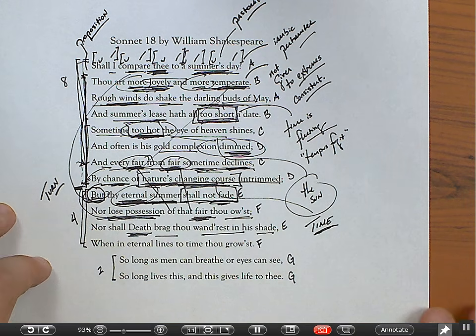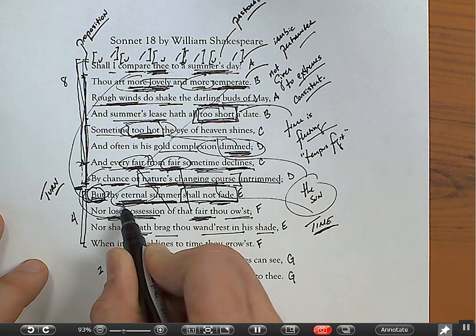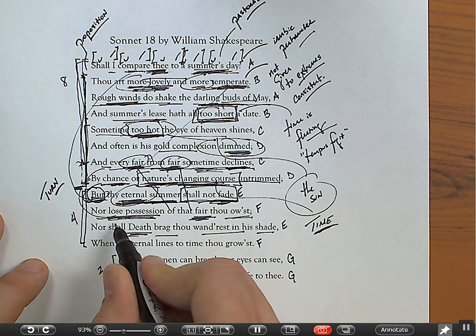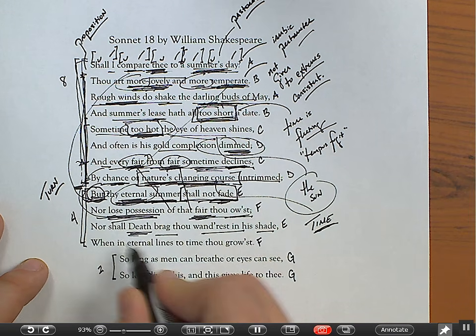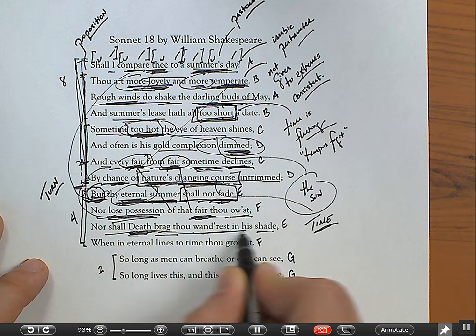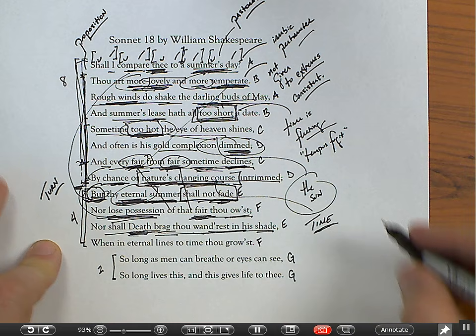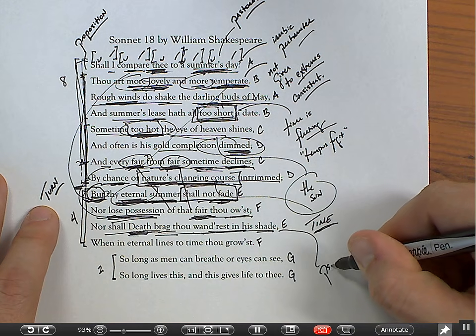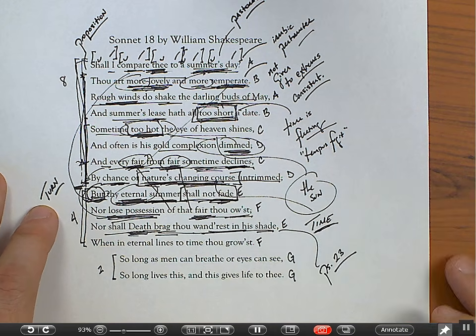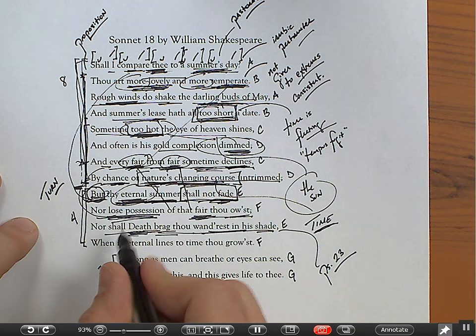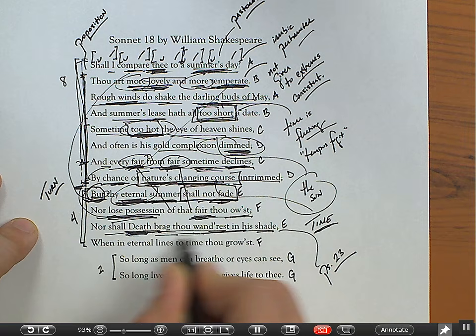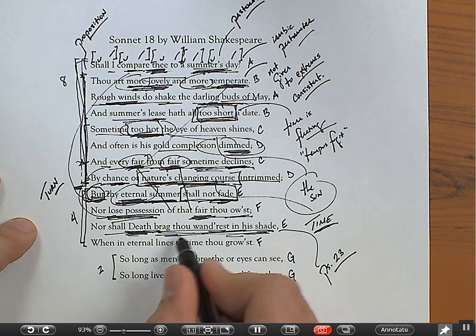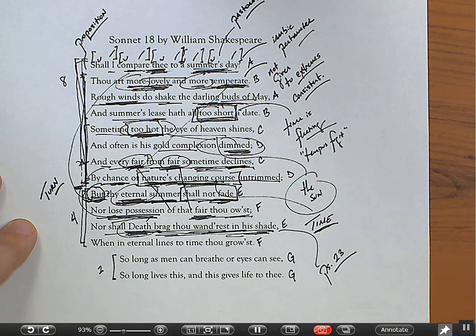Nature changes, goes through permutations, alters, transforms, grows. But thy eternal summer shall not fade, nor lose possession of that fair thou owest. Nor shall death brag thou wanderest in his shade. This reminds us of Psalm 23. Yea, though I walk through the valley of the shadow of death, I will fear no evil. He says, you will not walk through the valley of the shadow of death. You will not wander in the shade of death.